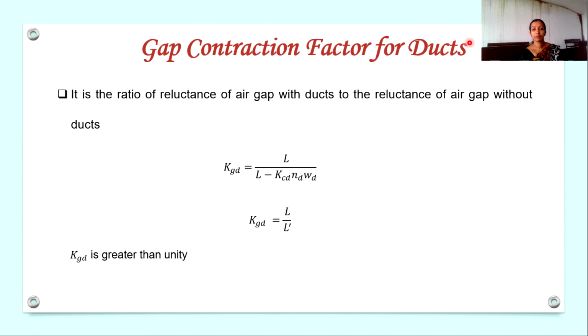സോ ഗ്യാപ്പ് കോൺട്രാക്ഷൻ ഫാക്ടർ ഫോർ ഡക്റ്റിൽ എന്താണ് ചെയ്യുന്നത്? ഇറ്റ് ഈസ് ദ റേഷ്യോ ഓഫ് റിലക്റ്റൻസ് ഓഫ് എയർ ഗ്യാപ്പ് വിത്ത് ഡക്ട്സ് ടു ദ റിലക്റ്റൻസ് ഓഫ് എയർ ഗ്യാപ്പ് വിത്തൗട്ട് ഡക്ട്സ്. സോ ആ രണ്ട് ഇക്വേഷനും സബ്സ്റ്റിറ്റ്യൂട്ട് ചെയ്യുന്നു. വിത്ത് ഡക്റ്റ് ആകുമ്പോൾ ഇൻസ്റ്റെഡ് ഓഫ് L we have to substitute L dash. So KGD will be like this. So we need to learn by heart all these equations to do the problems.